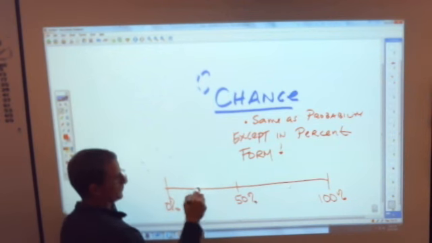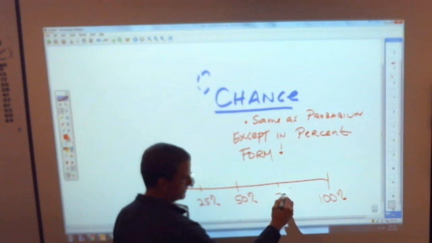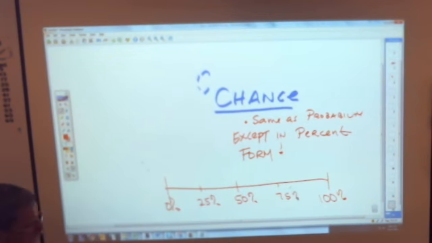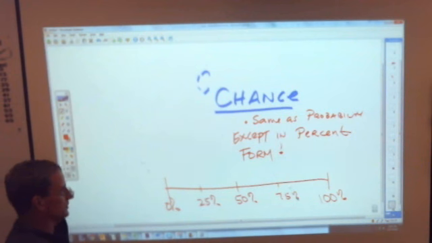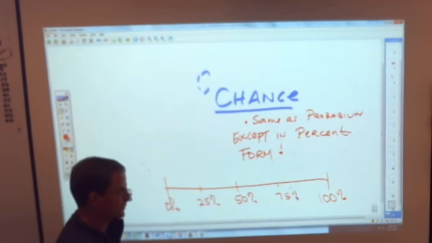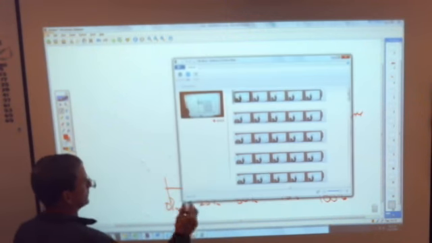25% would be not likely to rain, 75% would mean that it's probably going to rain, but chance is always written in percent. So that's all you need to know about that. It's the same thing as probability, just in percent form.